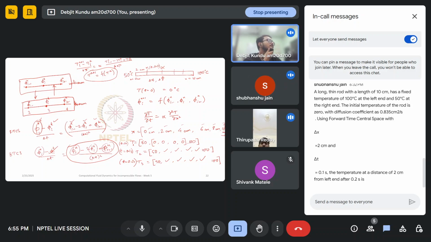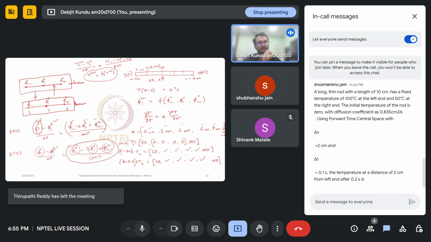Okay, so first step I have 50, then four zeros, then 100. So if I'm trying to calculate T2, let's use superscripts here. Those are times, so I'll call them T1, T2, T3. I'm trying to calculate this one. So I'll call it T2 2. So the I value is 2, the N value is also 2.